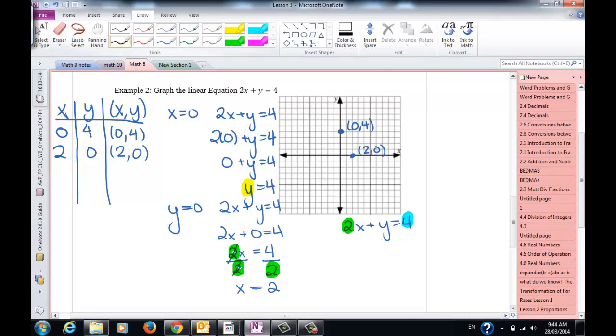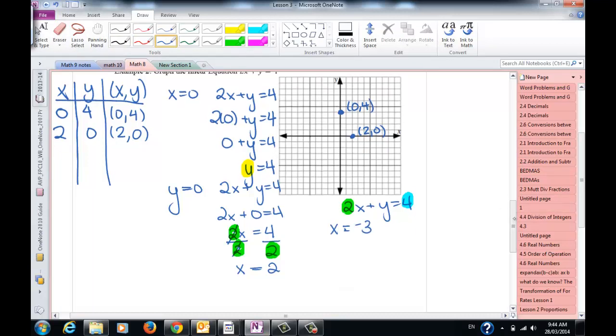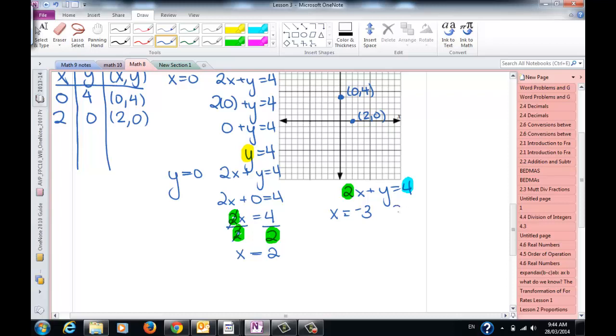So I don't know, it's easier for us if we choose a value for x. You don't have to. You can choose whatever number you want. Obviously there's some restrictions on that. I'm just going to choose x equals negative 3. So if x equals negative 3, then I get 2 multiplied by negative 3 plus y equals 4. So I end up with negative 6 plus y equals 4.